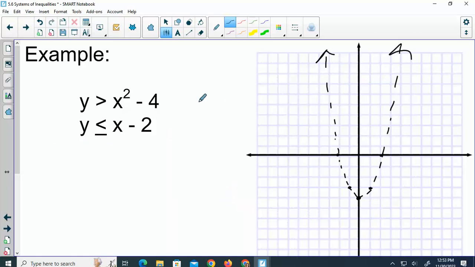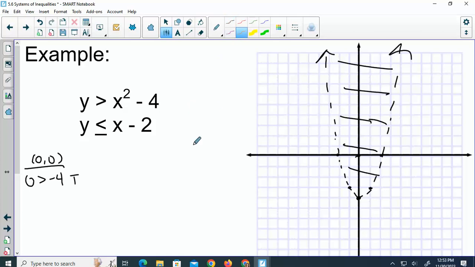See where we shade. We would have 0 is greater than negative 4. Is that true? So 0, 0 does work, so we are shading inside this parabola. This one we have a line. Y-intercept negative 2, slope of 1. Solid.